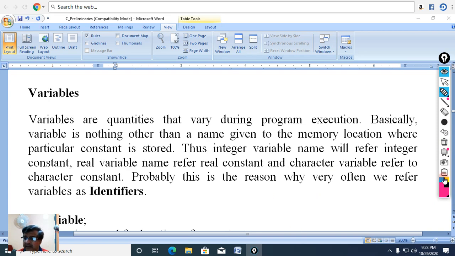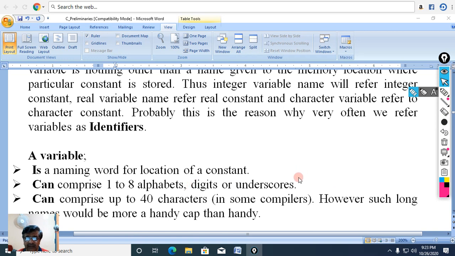There are some guiding rules while we name the variable. It is the naming word for the location of a constant. It can comprise 1 to 8 characters, digits or underscores. Theoretically, what is the length of the variable name that can be given? Theoretically, there should not be any limit. Of course, old C permits only 8 characters, and ANSI standard C recognizes a length of 31 characters. You please be informed about this for a variable name.